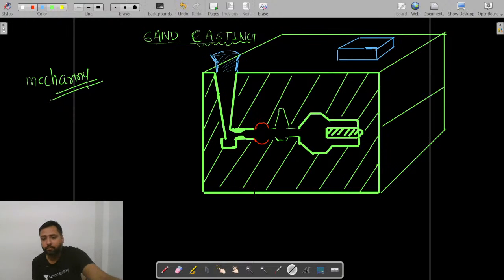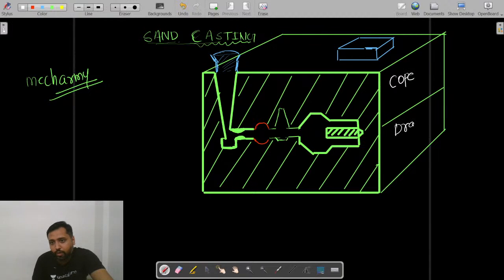Now, let me explain it one by one. What you are seeing here is your molding flask, right? This is in two parts. One is on the top, another one is the bottom part. The top one we name as cope, and the bottom one we name as drag.